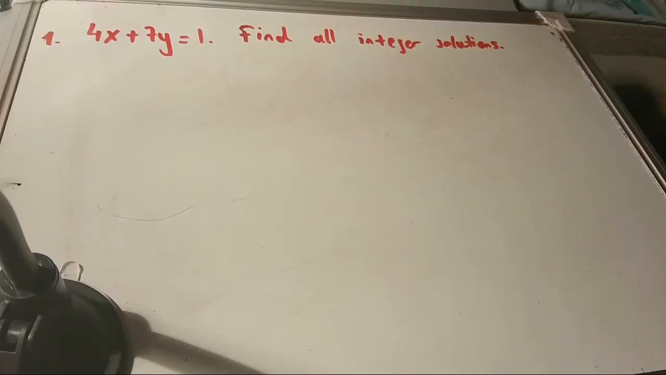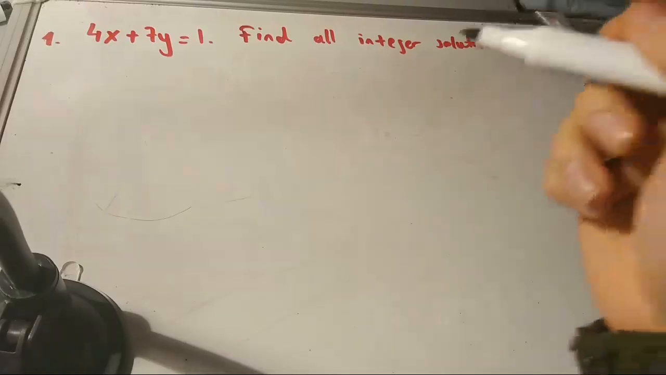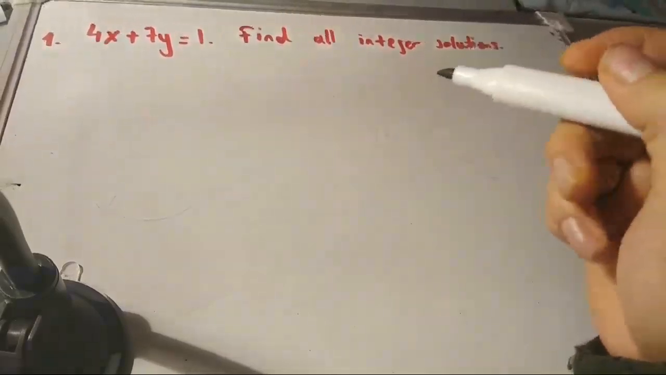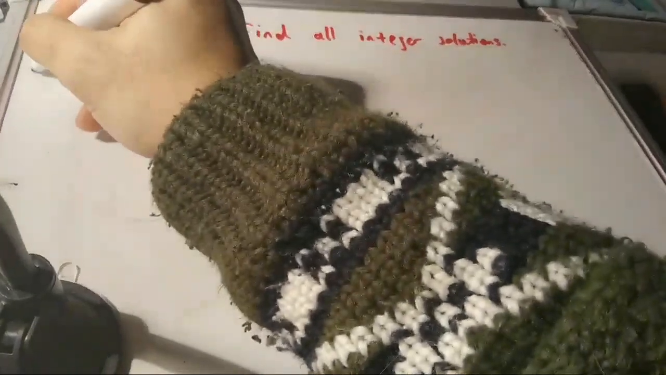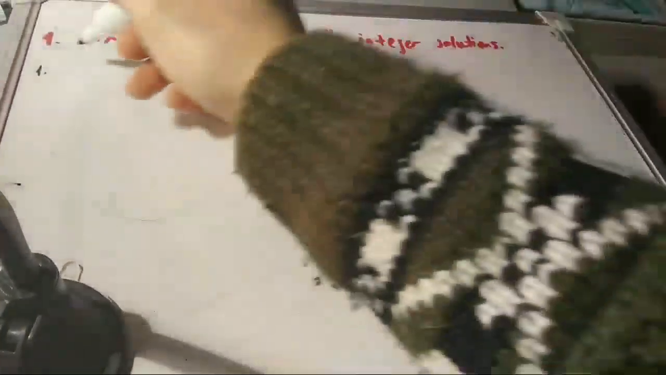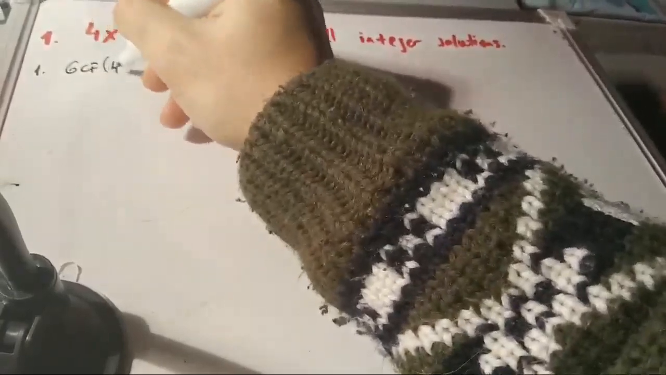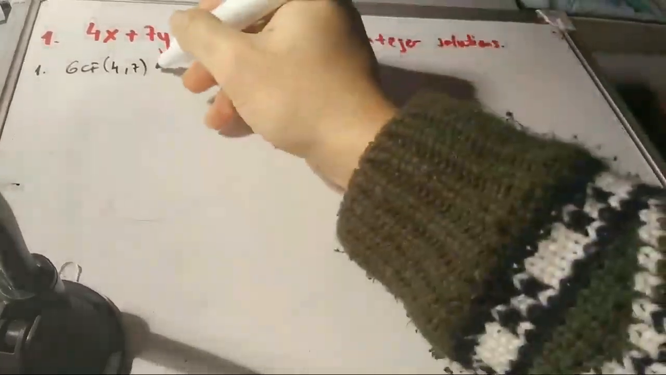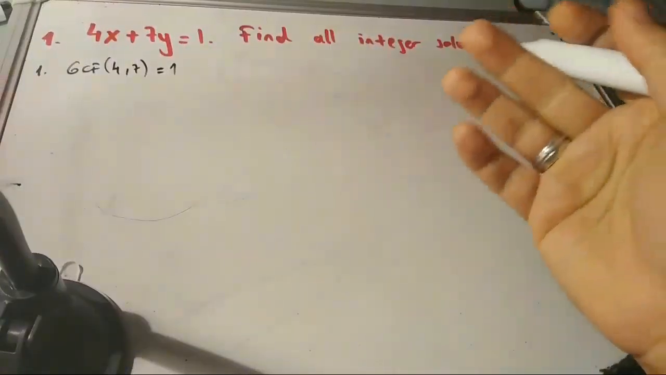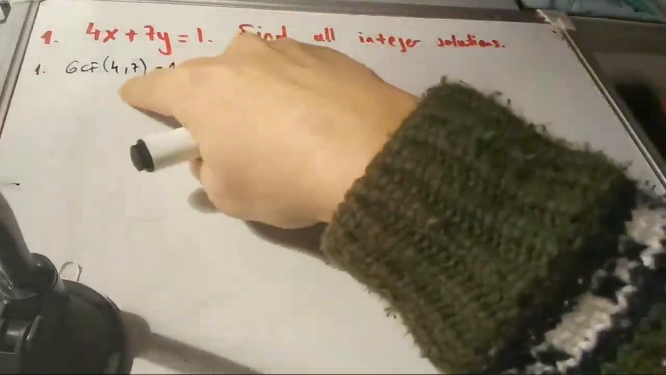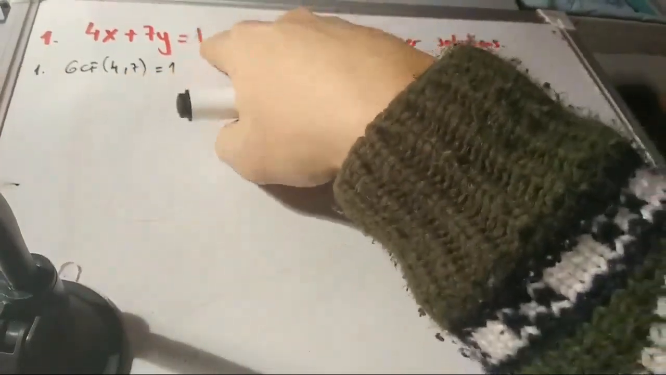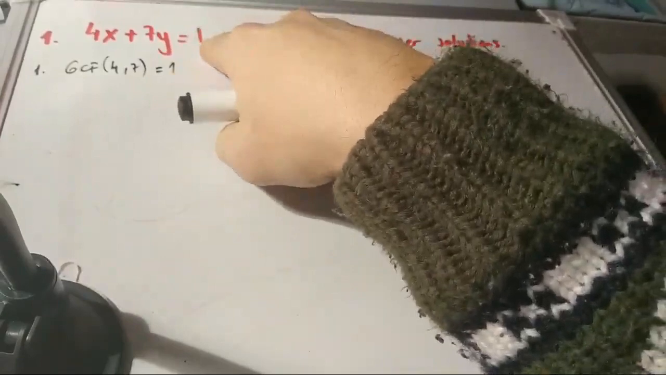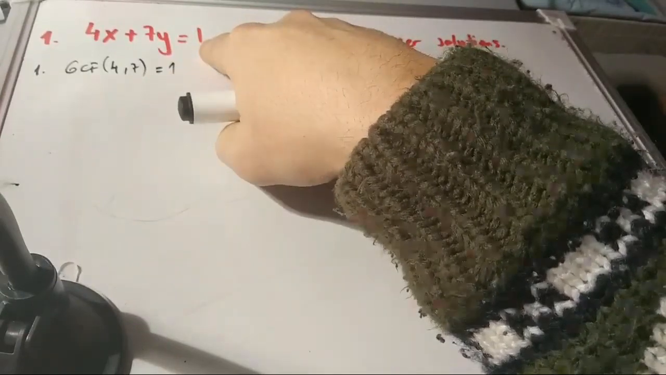Step 1, check if this is solvable. So we have to find the greatest common factor of the coefficients of x and y. The coefficient of x is 4 and the coefficient of y is 7. We will find the greatest common factor of 4 and 7, which happens to be 1, because they are relatively prime numbers. So we say that the greatest common factor of 4 and 7 divides the result of the 4x plus 7y. So we can say it's solvable.